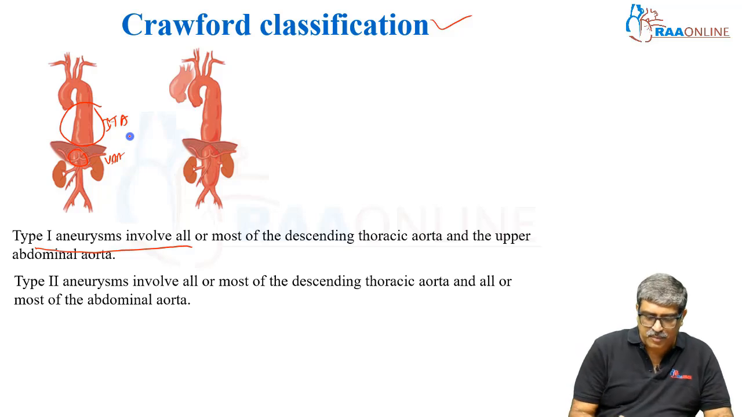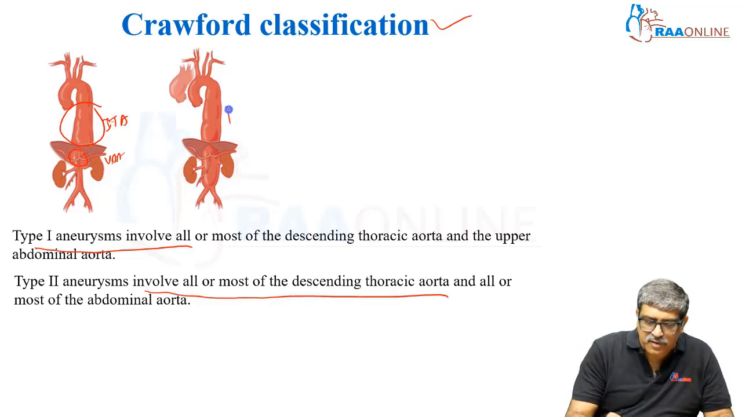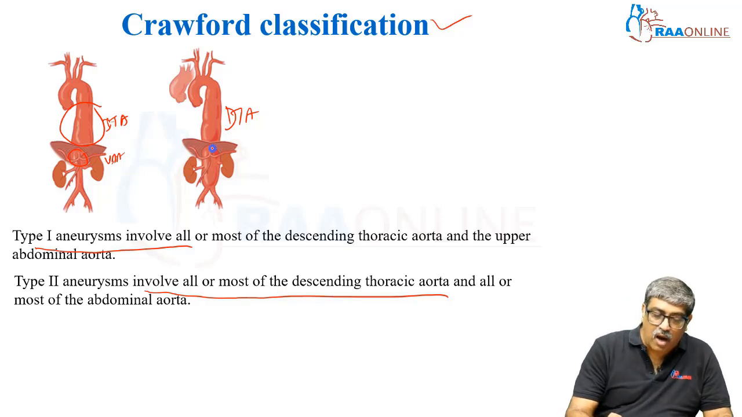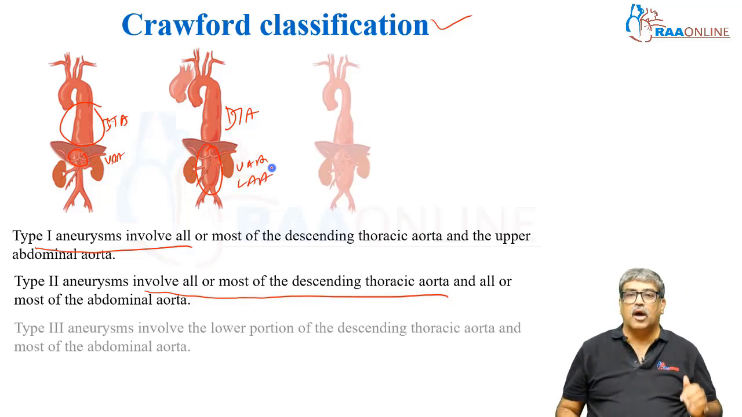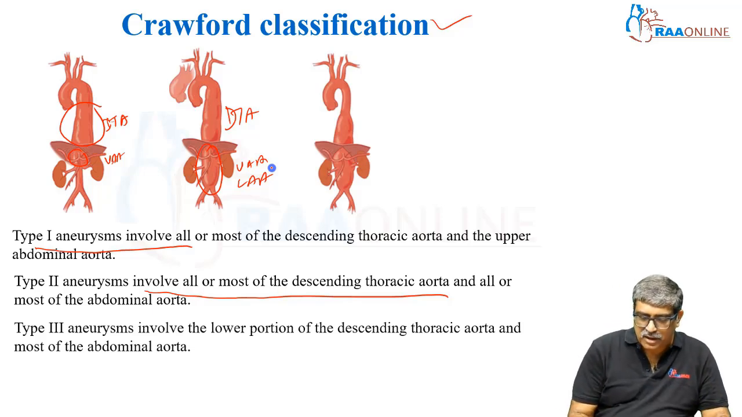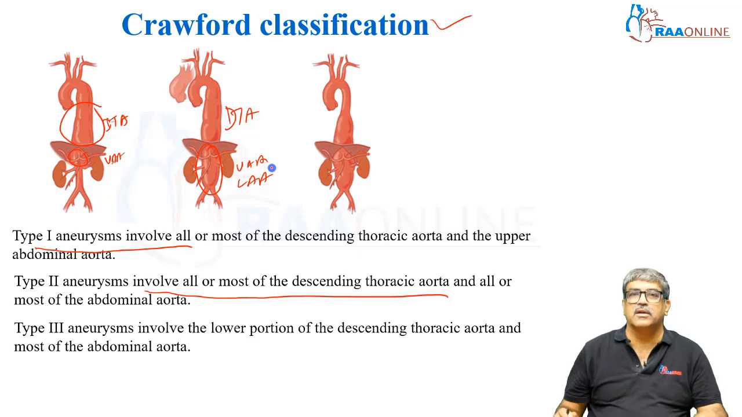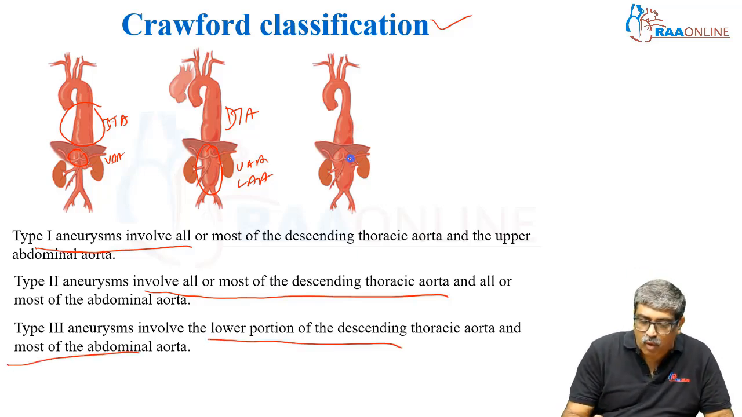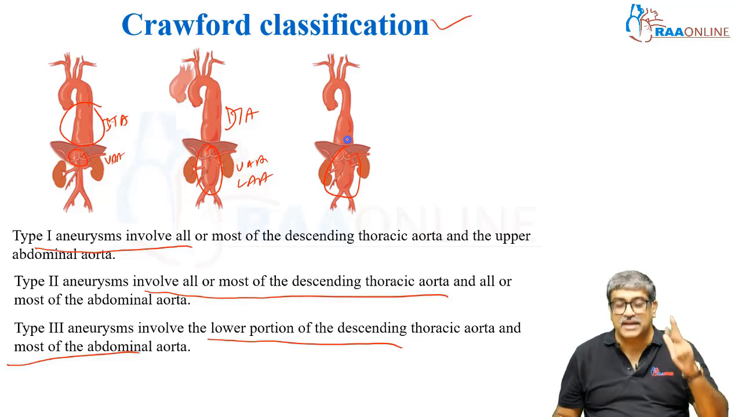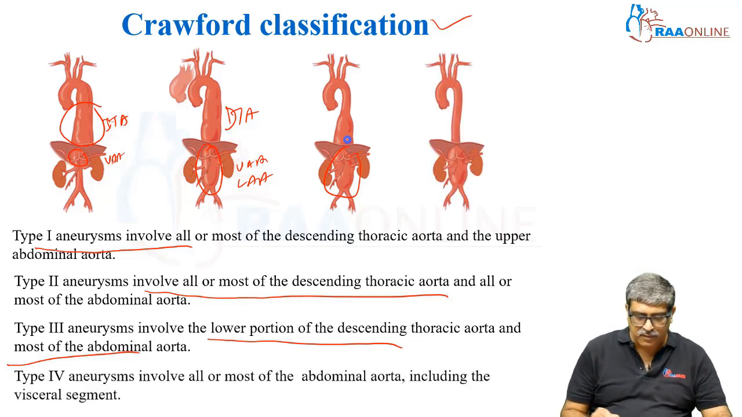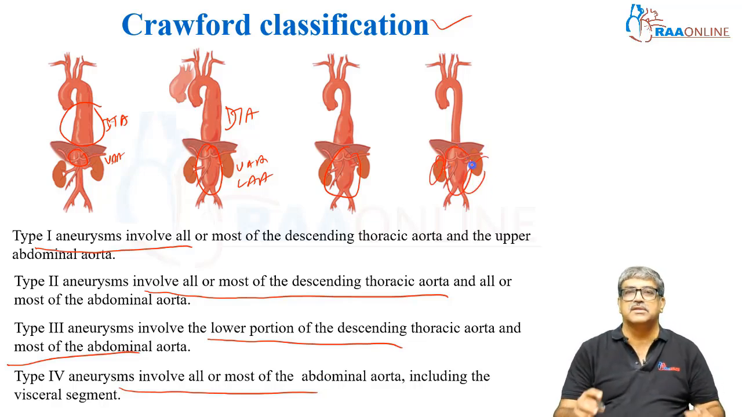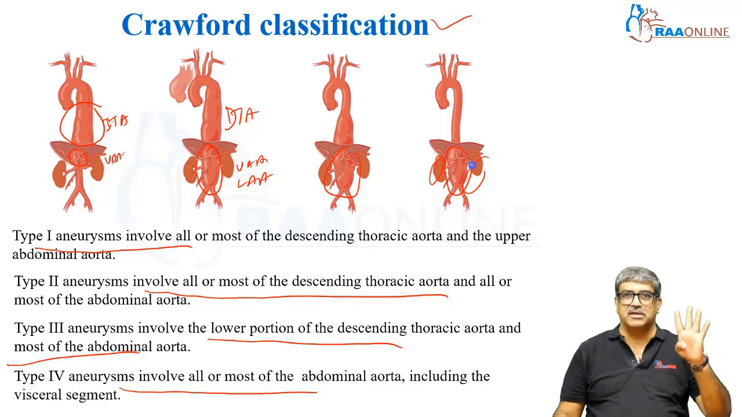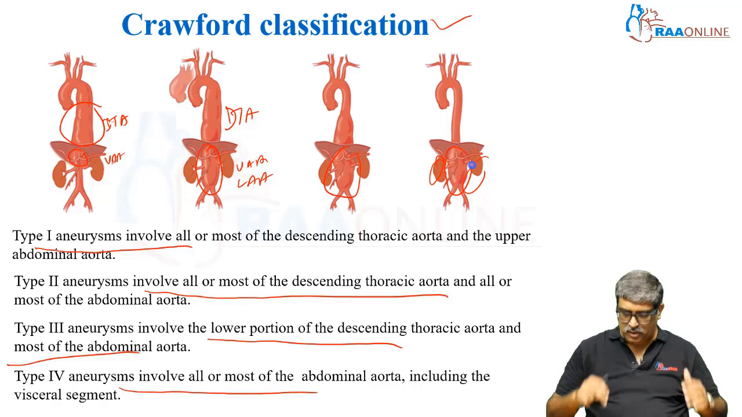Now coming to type 2, it involves most of the descending thoracic aorta and all the abdominal aorta, upper as well as lower abdominal aorta is involved. This is type 2. Now coming to type 3, it involves only the lower portion of the descending thoracic aorta and most of the abdominal aorta. This is type 3. Coming to type 4, it involves only the abdominal aorta including the visceral segment. This is type 4. So Crawford classification has 4 types depending upon the location.